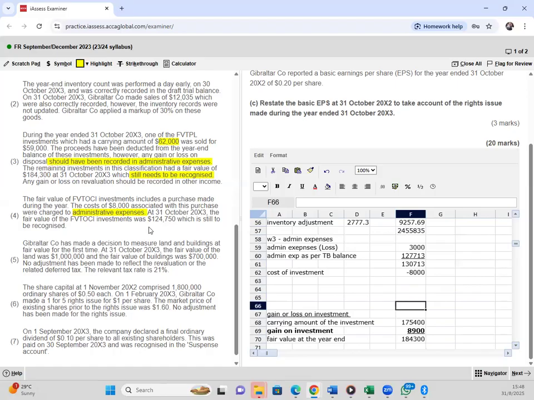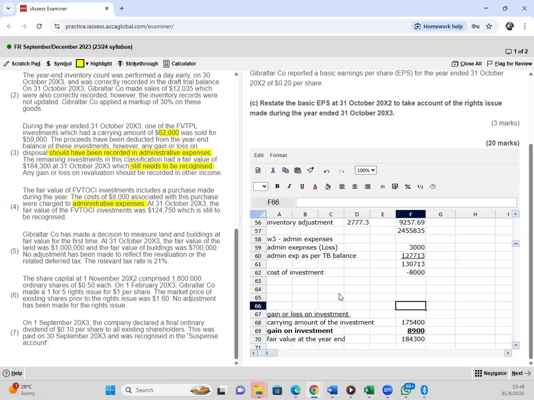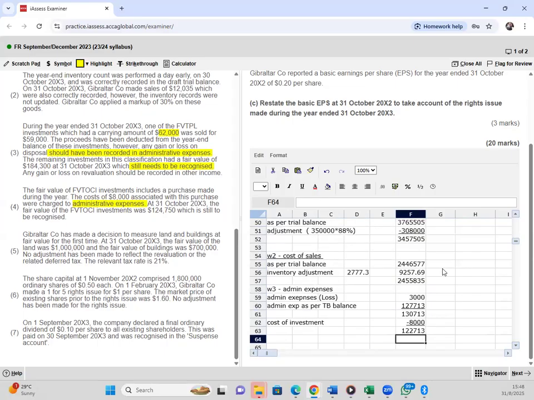So let me just review. Do we have anything else that's for admin? Anywhere where it's written admin expenses, you can just review. Item number 5, revaluation of land and buildings. No. Item number 6, that's about shares. Item number 7. So I don't think there is anything else affecting the admin expenses. So for now, let's just deal with this one. So let's go and make that amendment.